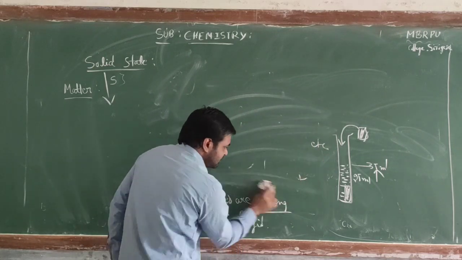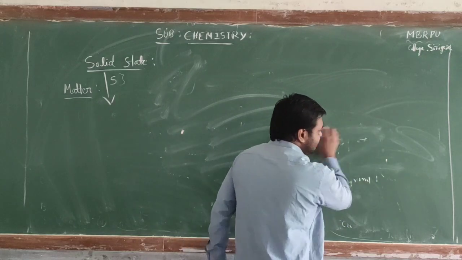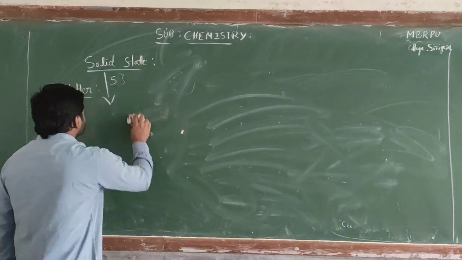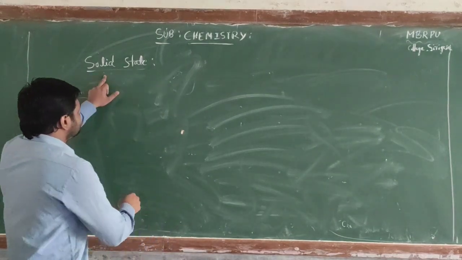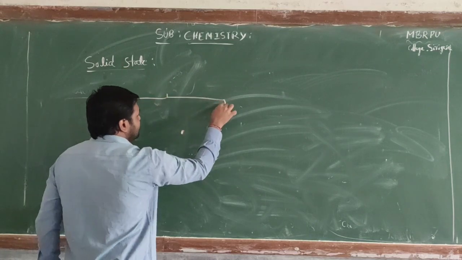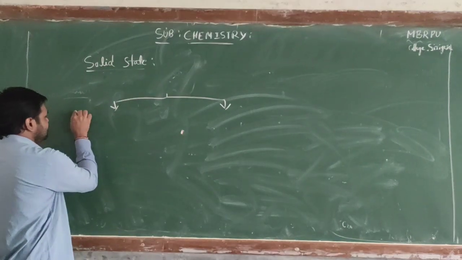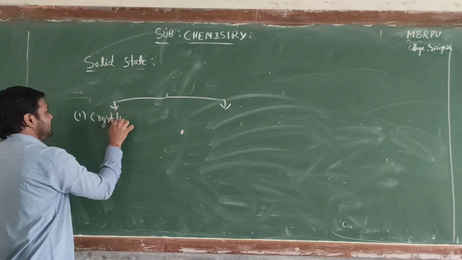One is crystalline, another one is amorphous. Okay? So, the solids, they can be classified into two types. First one is crystalline.